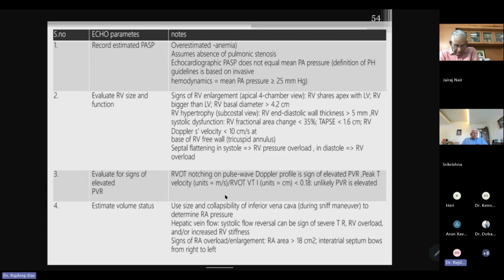We can estimate the volume status by echocardiography, using the size and collapsibility of the IVC to determine the right atrial pressure. We can also see the hepatic vein flow. The systolic flow reversal in the hepatic vein can be a sign of severe TR associated with RV overload and or increase in right ventricular stiffness. Signs of right atrial overload or enlargement and interatrial septal motion also can be seen by echocardiography.